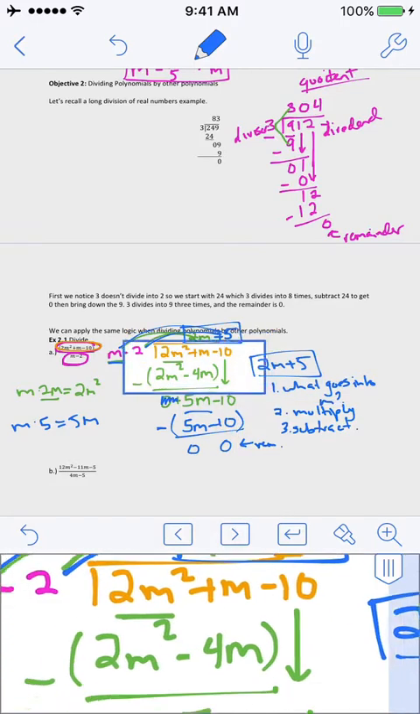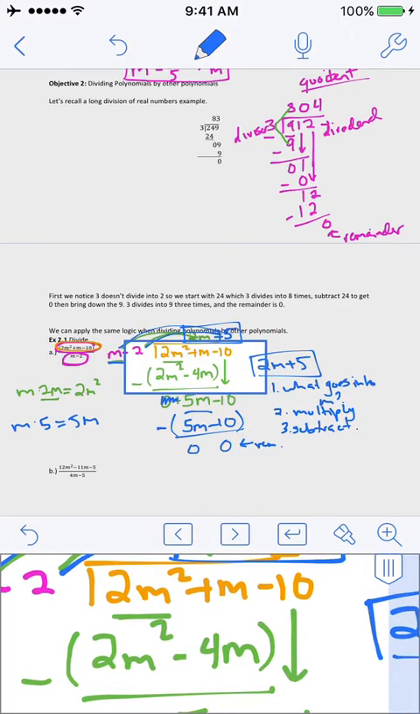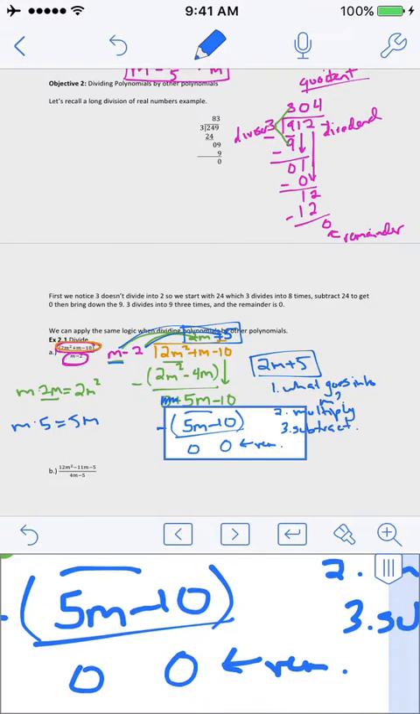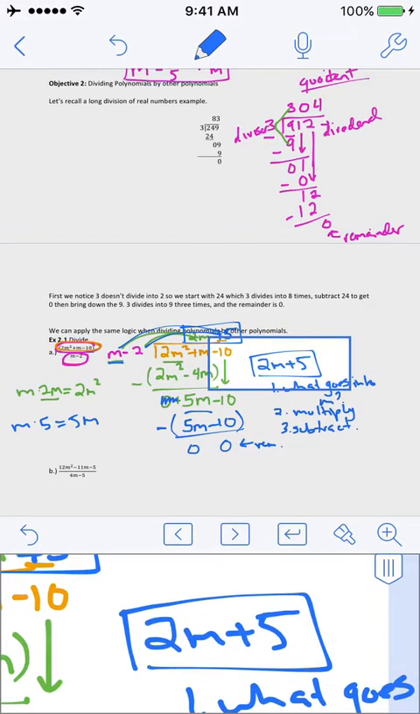Because if we had added here, we would have gotten negative 3, right? And we didn't want negative 3, we wanted positive 5, right? That's what we wanted. So, cool. That's how you divide a polynomial by a binomial.